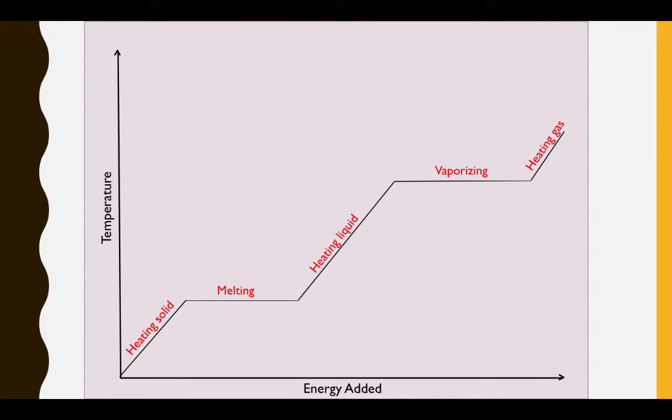Of course, we can also consider the heating curve in reverse as a cooling curve. Starting in this case with our heated gas, we would first cool the gas, then convert that gas to a liquid through condensation, then cool our resulting liquid, then freeze that liquid to a solid, and finally cool the solid.